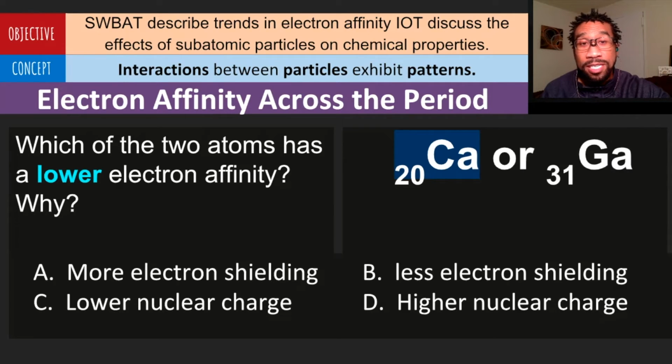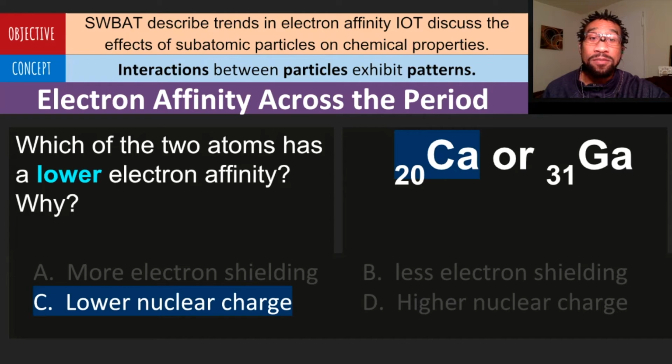If it were me again, I would actually say that calcium has a lower nuclear charge than gallium. So these two elements are in the same row on the periodic table. So we're talking about electron affinity across the period. And because calcium has fewer protons, it has a lower nuclear charge than gallium. And so there's less attraction for receiving an electron. It's not going to be as excited to receive one.